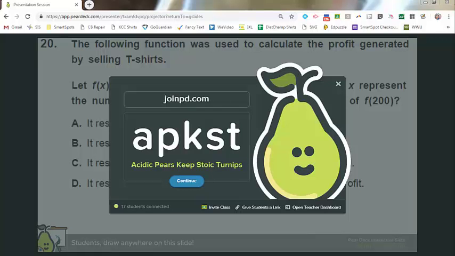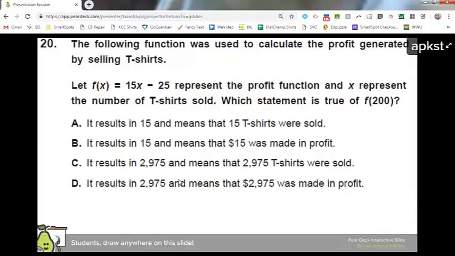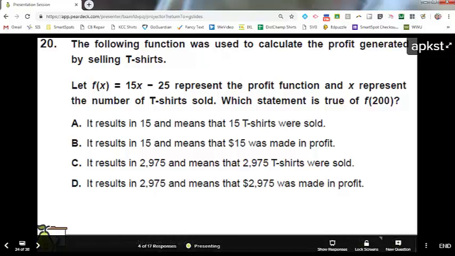So, question 20. The following function was used to calculate the profit generated by selling t-shirts. Let f of x equals 15x minus 25 represent the profit function, and x represent the number of t-shirts sold. Which statement is true of f of 200? I'm going to give you 60 seconds. Go.